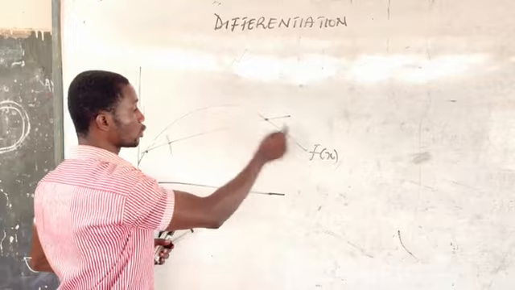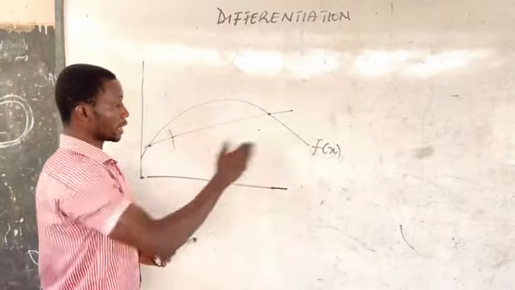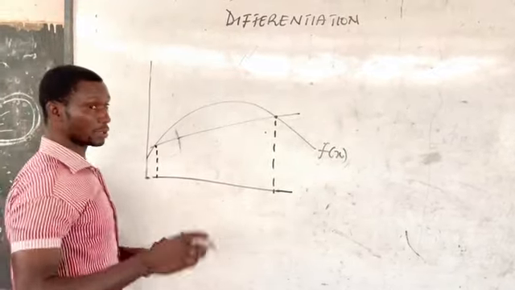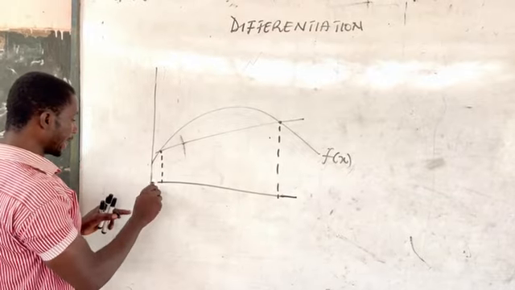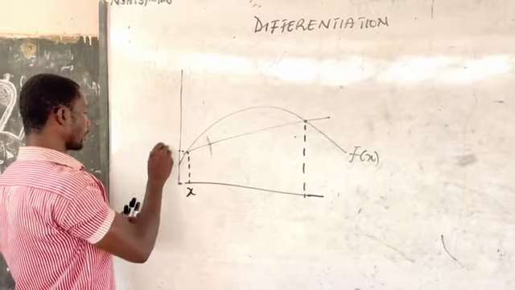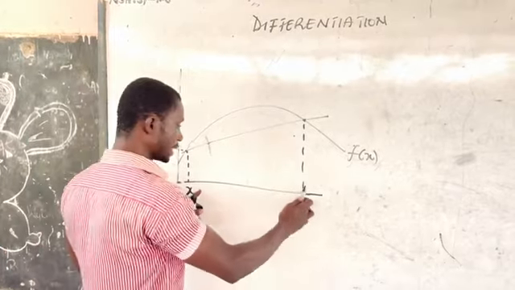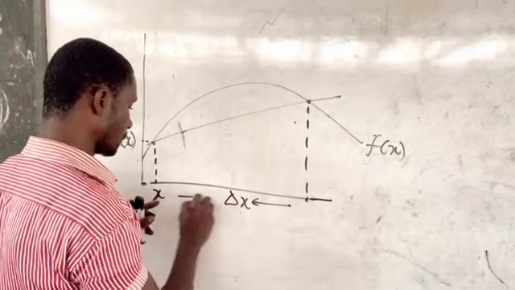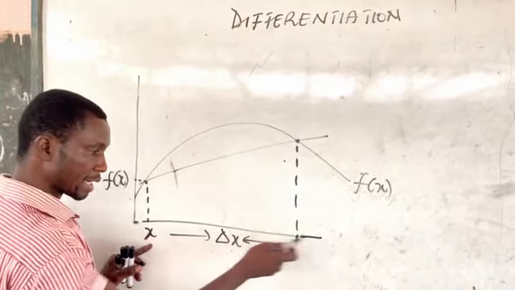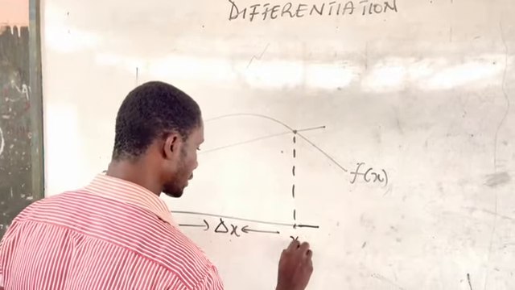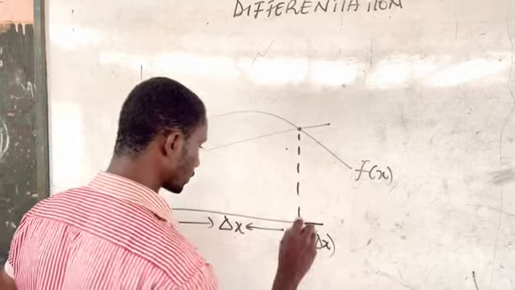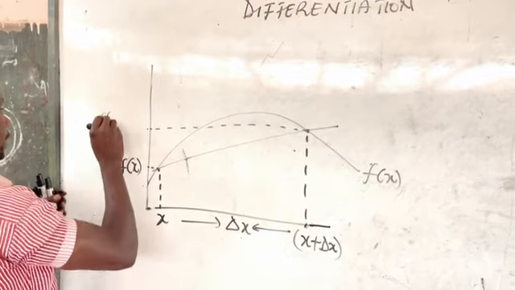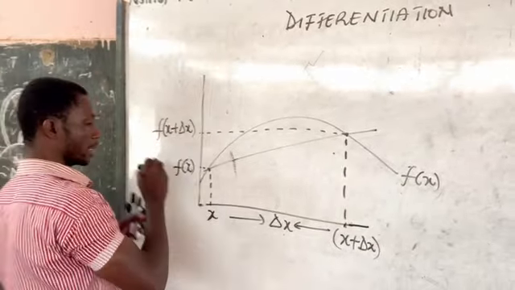As we have y is equal to f of x, this curve, how do you find the gradient of it? So let's look at a method of calculating the gradient of a curve. If you have a point here, x, then the corresponding y value will be f of x. Now, let the distance up to this point be delta x. It means delta x must be added to x to get the next point. So here, we shall have x plus delta x, and the corresponding y value will be f of x plus delta x.